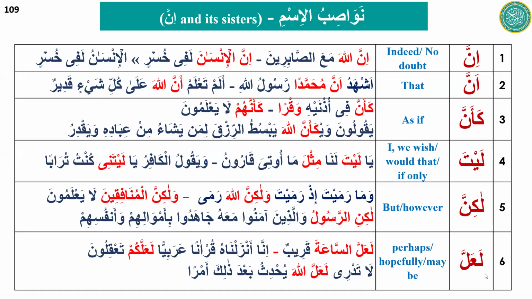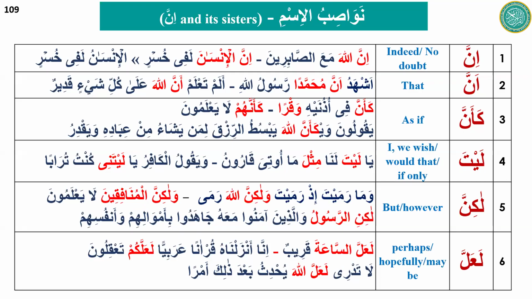Okay, and the last one is la'alla. La'alla sa'ata qaribun. If there was no la'alla, it would be as-sa'atu qaribun, the hour is near. But because of la'alla, we have as-sa'ata. This fatha is because of la'alla. And la'allakum ta'qilun, maybe you will all understand. So kum here is the attached pronoun to la'alla, so the kum is in nasab status. And same thing here: la tadri la'alla Allaha yuhdithu ba'da dhalika amra. The lafzul jalala Allah is in nasab status because of this.